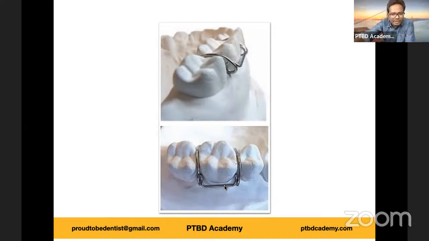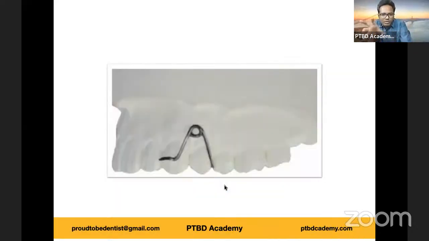Very good. It's a delta clasp. Now let's move on to the next component. So we have various springs, spring designs, and these are considered to be active components which have a force arm, we have a helical loop, and then we have a retentive tag which goes into the acrylic or onto the palatal side of the tooth, depending upon the design.